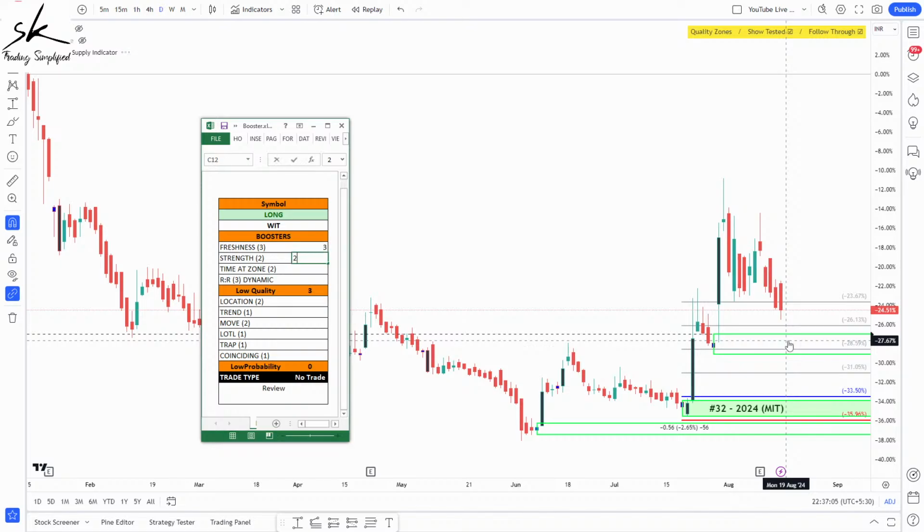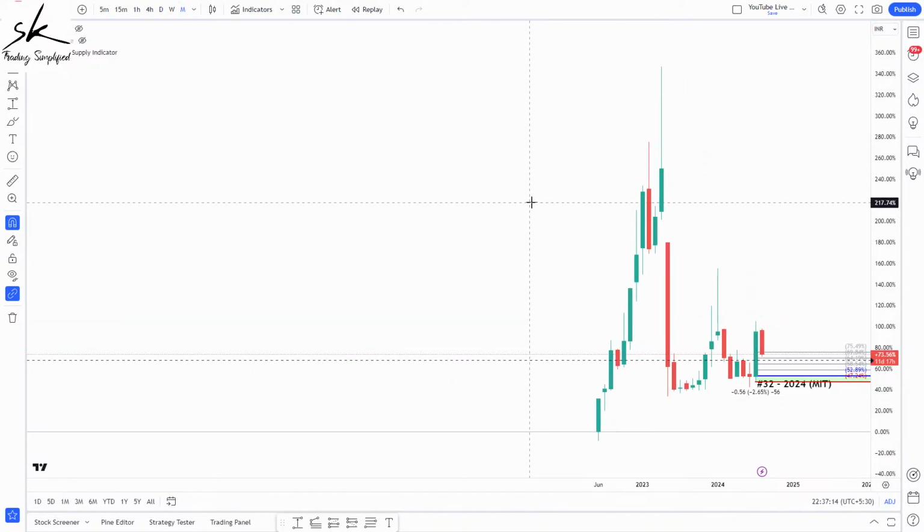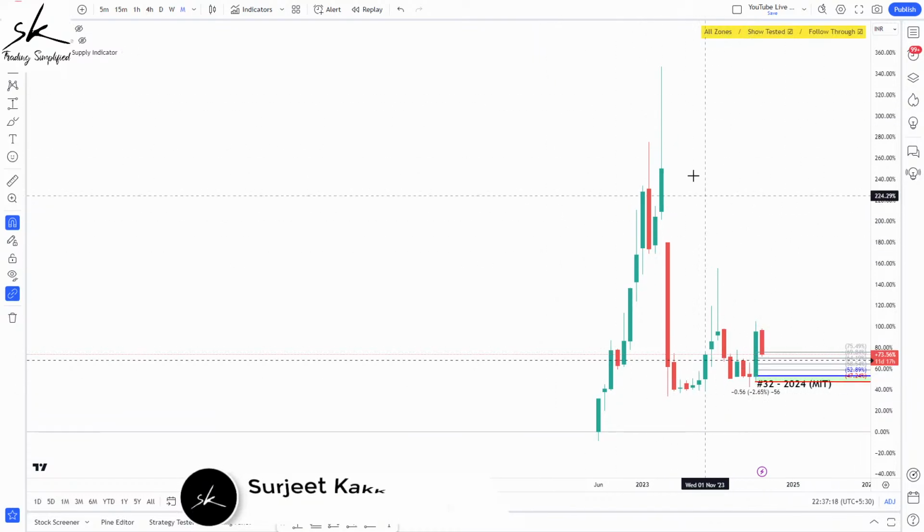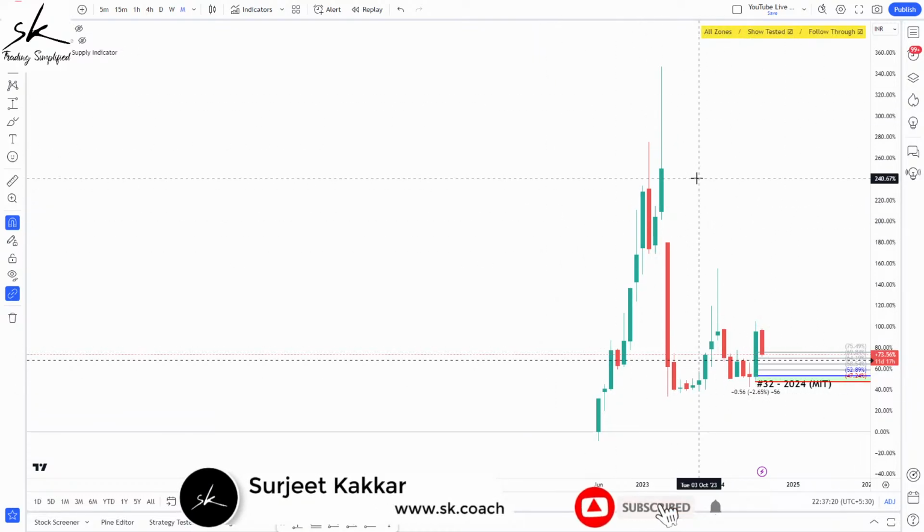Talking about strength, we have an explosive candle. Time at the zone, only 2 candles. Reward to risk ratio, we are taking as an assumption. Location, now this is where we again have something new to look into. We have had such cases in the past where we were having demand areas, but we were not having supplies. So that is the time I talked about 2 options available.